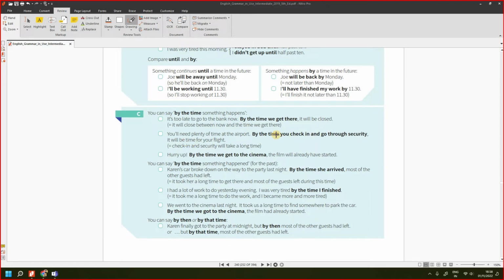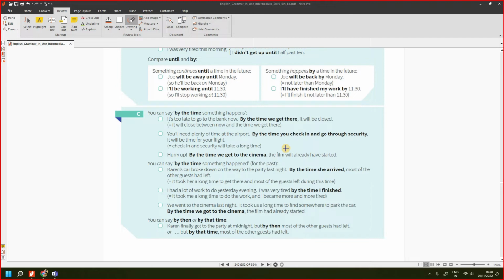Okay, another example. By the time you check in and go through security, it will be time for your flight. Now you see again here, there are two things happening. One is your flight is getting ready to start and it's there waiting. But by the time you check in and pass the security check and everything, it will be too much time for your flight. So it may leave also. We don't know. So they're talking about two actions here, and it is also pinpointing one particular time.